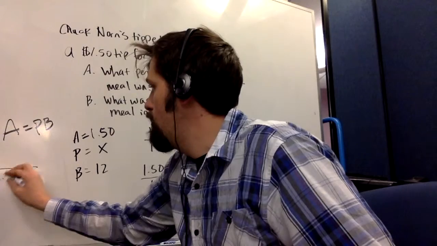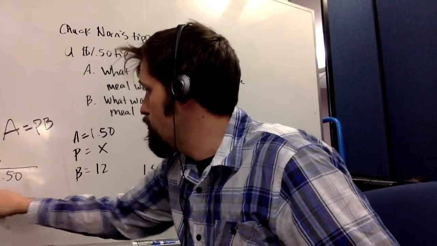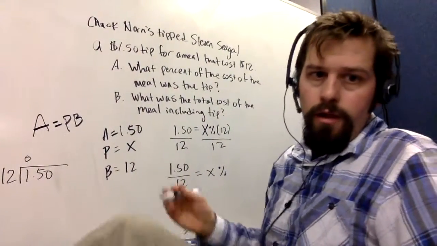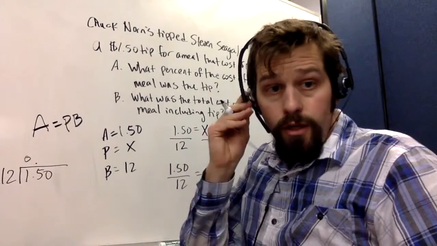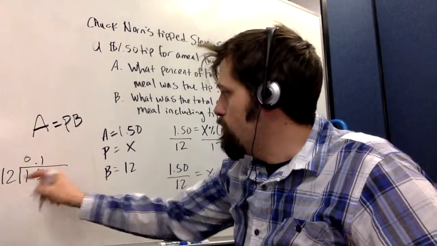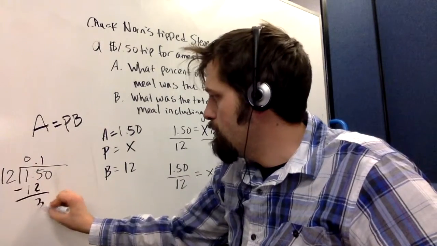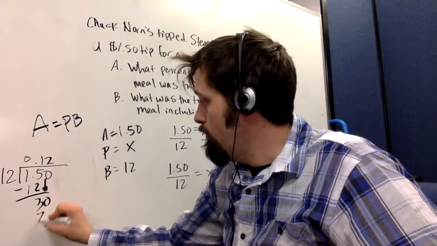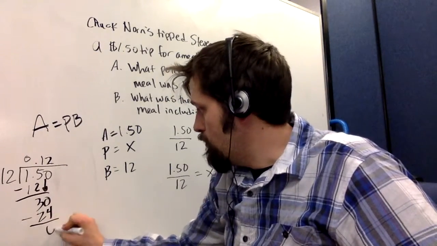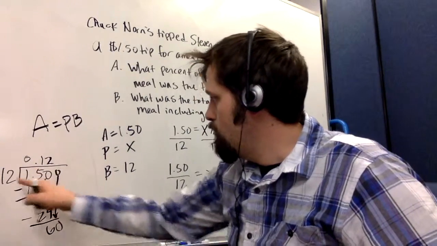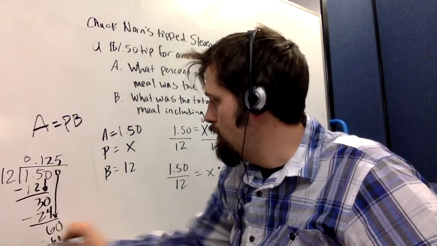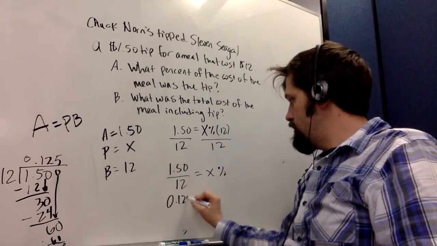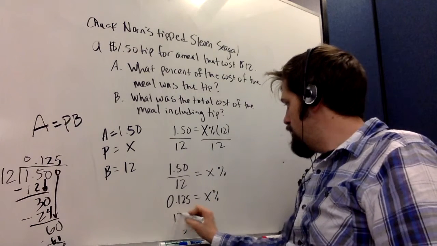12 into 1.50. We can make 0 groups of 12 with 1. There we go. Put my decimal point in. Then I can make 1 group of 12 with 15, and I subtract, leaving me with 3. I bring down the 0. 2 times 12 is 24, leaving me with 6. 12 times 5 is 60. 0 remainder. So I know that 0.125 equals X percent.